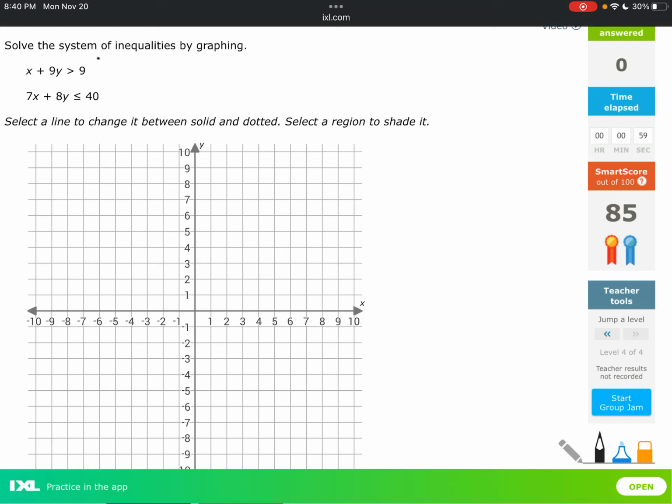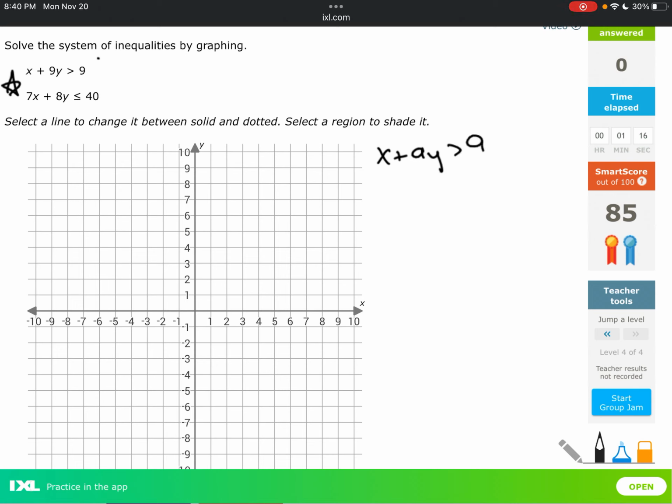Solving the system of inequalities by graphing just means to put both of these graphs on the same coordinate plane. So I'm going to show the two different ways that I can solve this. So I have x plus 9y is greater than 9.